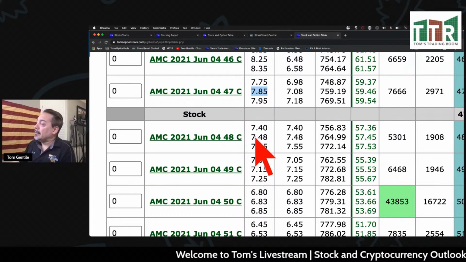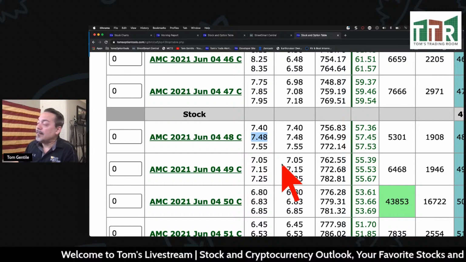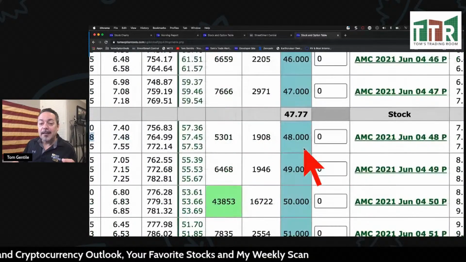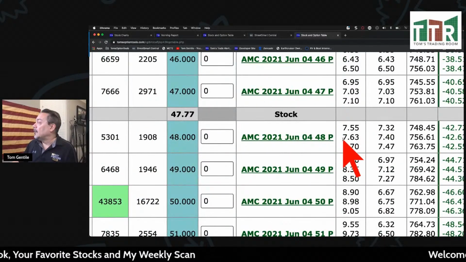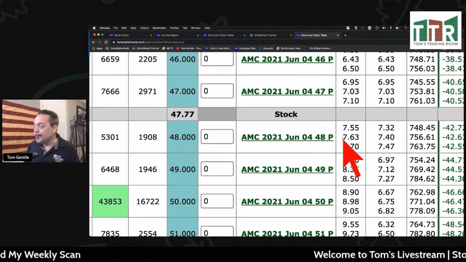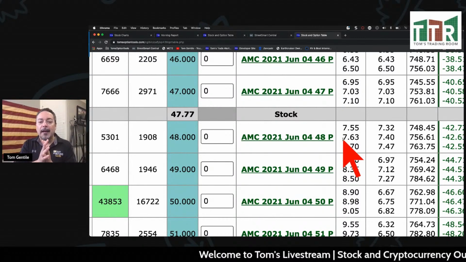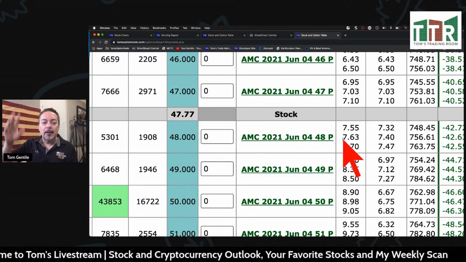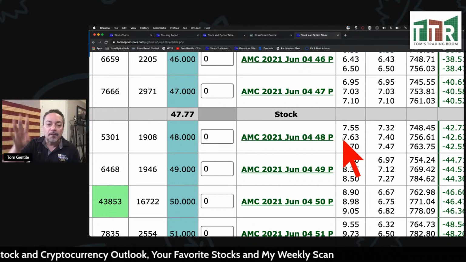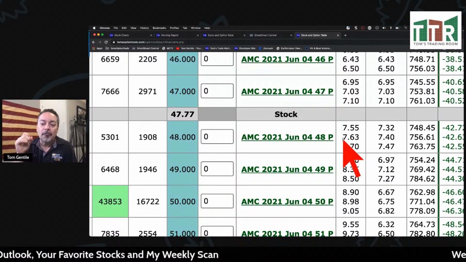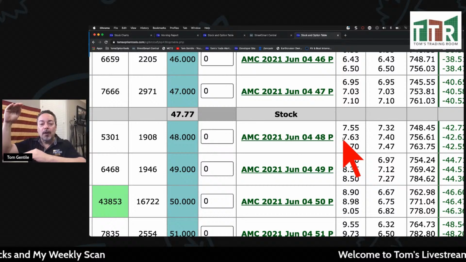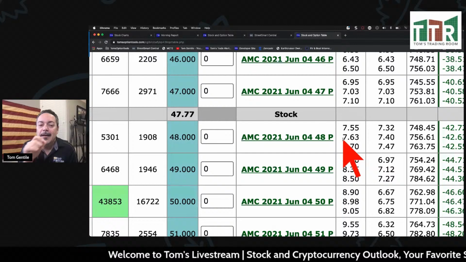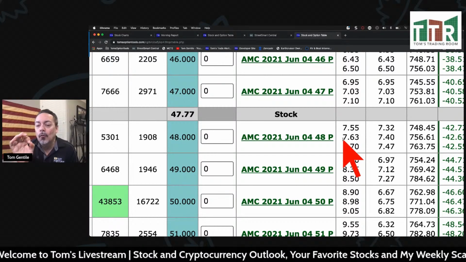Here's where I'm getting that information. See that 7.48? Round it up to 7.50. Now take that and add it to the put over here, the 7.63. Let's round that down to 7.50 also. So it looks like the projection for AMC, going up or down in the next couple days, is 15 points up to 15 points down. It's going to be in a 30-point range, above and below where the stock price is right now. Now, I want you to hold that thought for a moment.